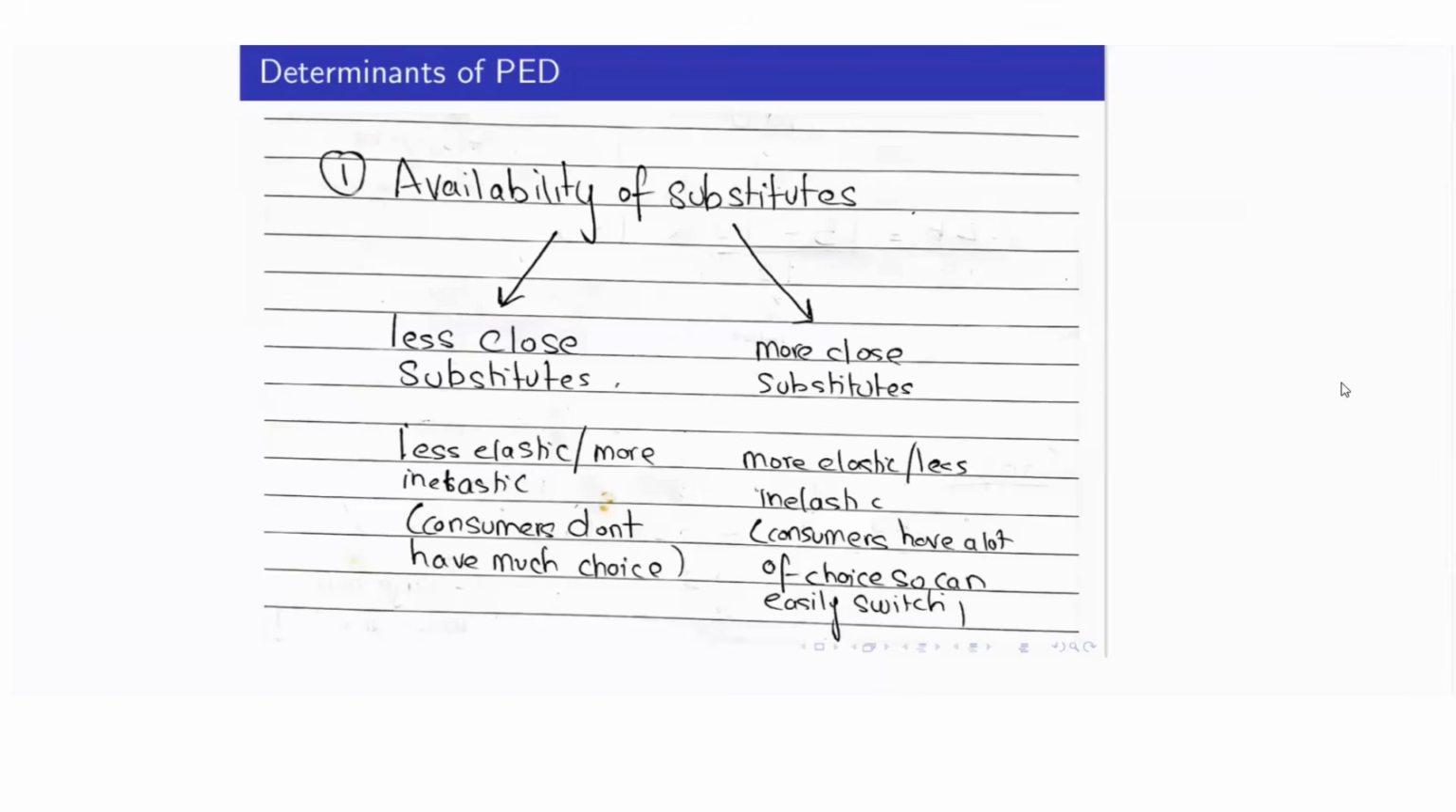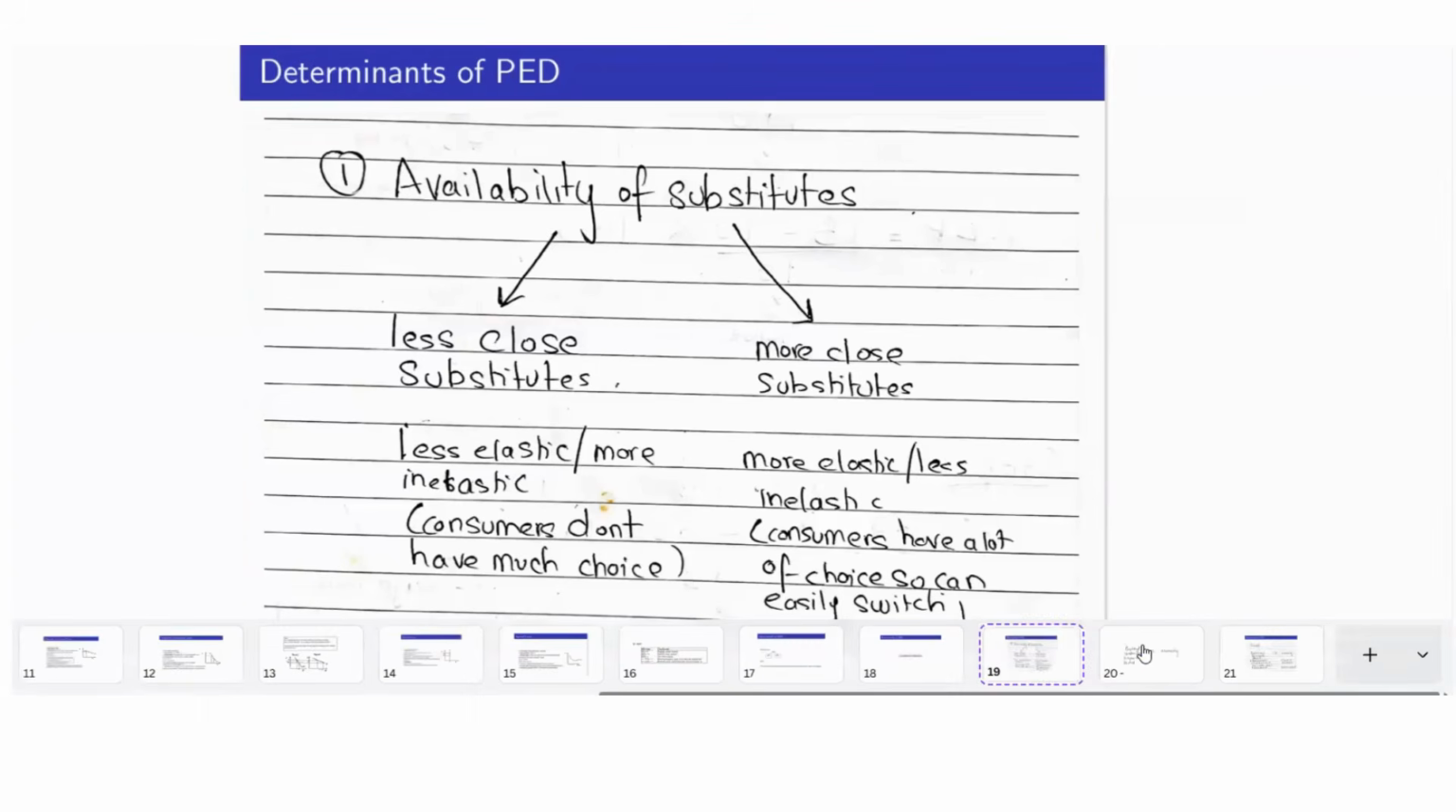So if a commodity has fewer close substitutes, the less elastic demand will be, because you don't have a lot of options to choose from. But when you have more close substitutes, you have options and you can easily switch, so demand is more elastic.